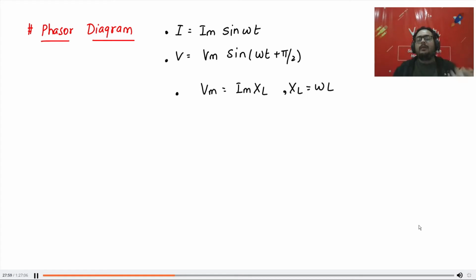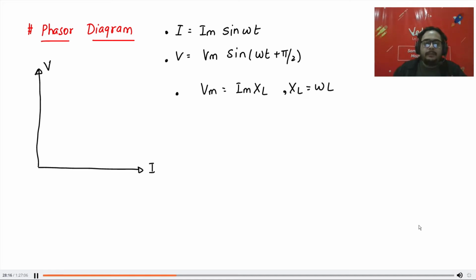Then I draw the phasor diagram. So if I am taking current here, where should I draw the voltage? Can you tell me? Up, down, left, right? In the phasor diagram, if I am taking the current here, the voltage will be up. It will lead the current by an angle of 90 degree.